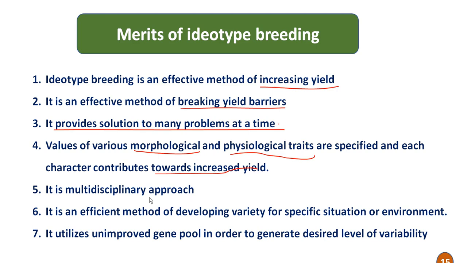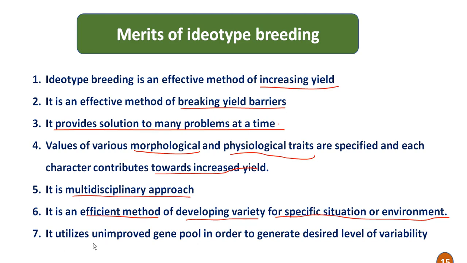Then it is a multidisciplinary approach. As we saw earlier, ideotype breeding requires the collaboration of geneticists, physiologists, entomologists and pathologists, so it is a multidisciplinary approach. It is an efficient method of developing varieties for a specific situation or environment. That means ideotype breeding is situation specific or environment specific, because we develop the ideal plant type according to the environment in a predictable way, so it is an efficient method for developing varieties for a specific environment.